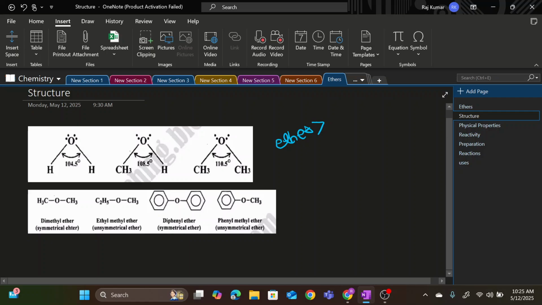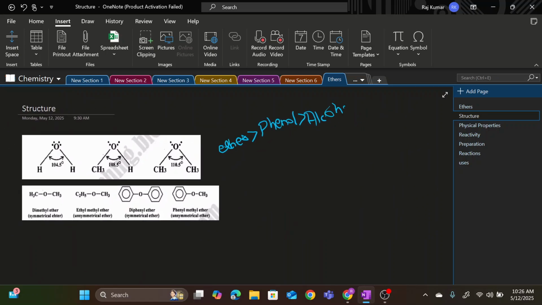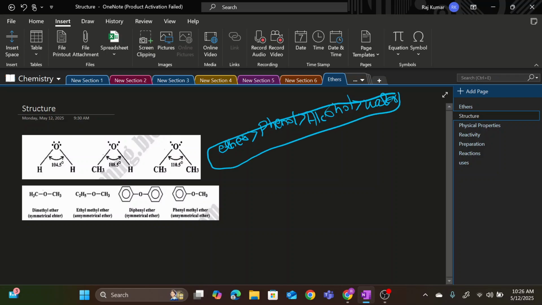Ether is greater than phenol, greater than alcohol, greater than water. This is the bond angle order: 110.5, greater than 109, greater than 108.5, greater than 104. That's about it.